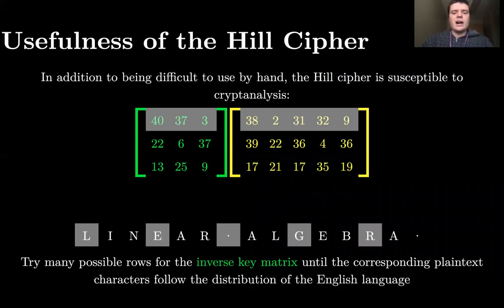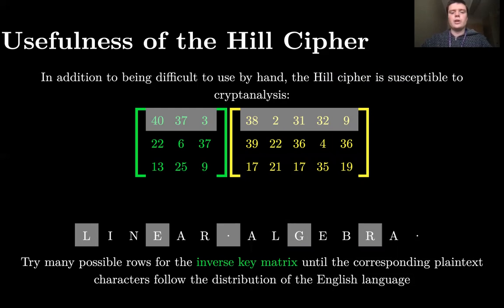So you see the highlighted rows in these matrices here? Well, the top row of the green matrix is the only row that determines the highlighted characters in the plaintext. You can verify this if you know a little bit about matrix multiplication.